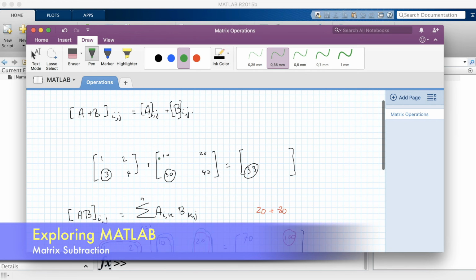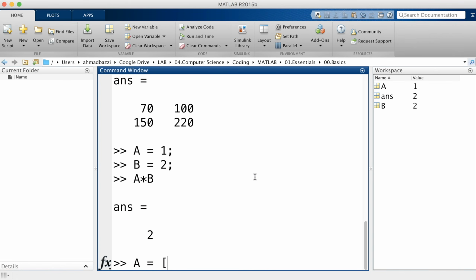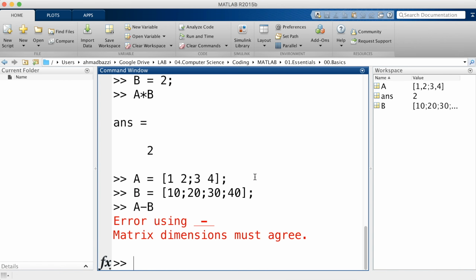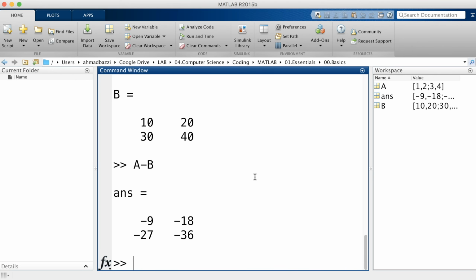Subtraction is similar to addition. All you have to do is replace plus with a minus, and that's it. So this guy would be 3 minus 30, which is minus 27. Let's do this. So A minus B. Oh, we made a mistake here. It should be as such. So that is 2 by 2. So now A minus B is the following. So minus 9 comes from 1 minus 10.